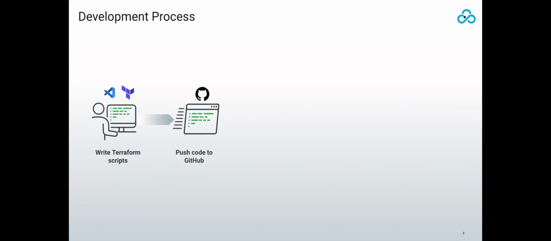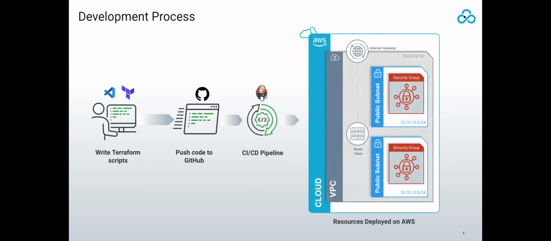Let's see what we're going to do in terms of our deployment process. We have a bunch of Terraform scripts today which are vulnerable in nature. We're going to push them to GitHub, set up a pipeline, and then deploy a vulnerable cloud environment, which is going to look something like this.